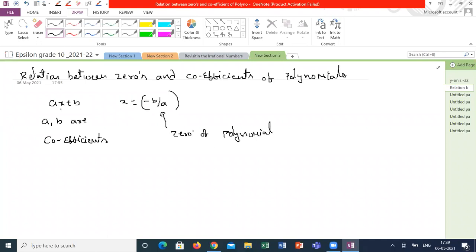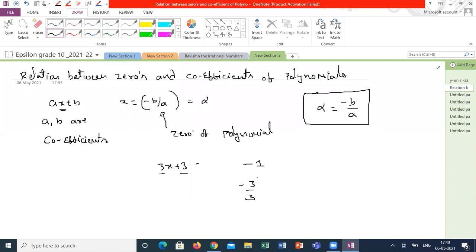Here it has only 1 zero, so it is easy to say: the zero alpha is equal to minus the constant of the expression divided by the coefficient of x, a. Straight away, by seeing the equation, you can tell the zero of this polynomial. Suppose I take 3x plus 3. Then minus 1 is the zero of the polynomial. So the constant divided by the coefficient of x, with a negative sign, is the zero of the polynomial.